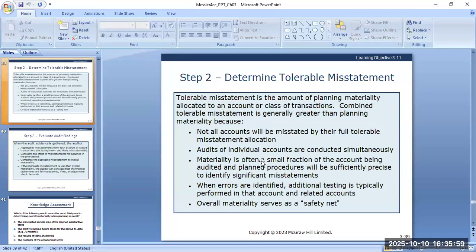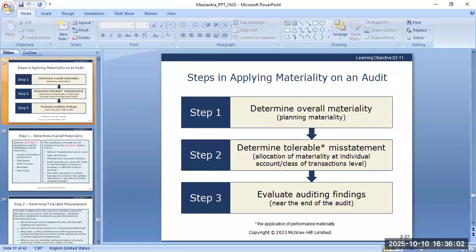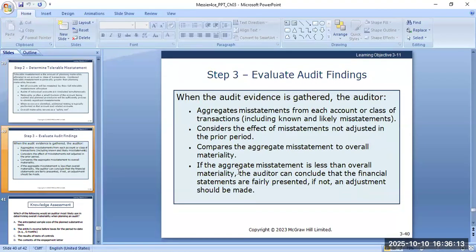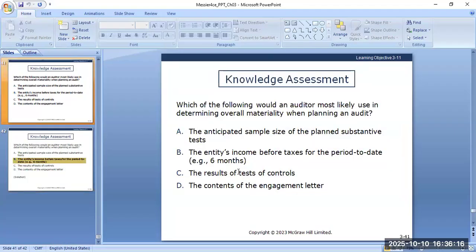So again, the three steps for the materiality are: determine the overall materiality, move to the tolerable misstatement, and evaluate what we found during the audit. Those can affect our materiality. Now, which one of the following would auditors most likely use to determine the overall materiality when planning the audit? Take a look at this and tell me what you think.